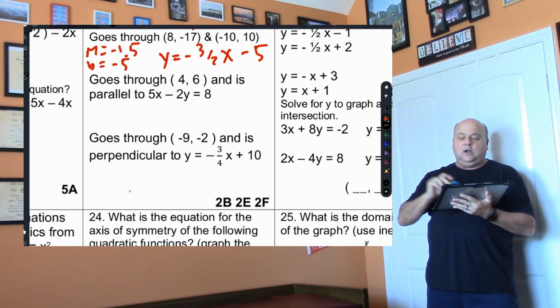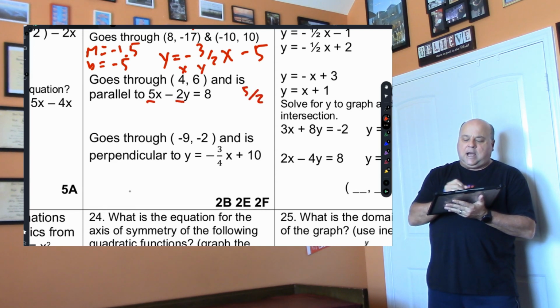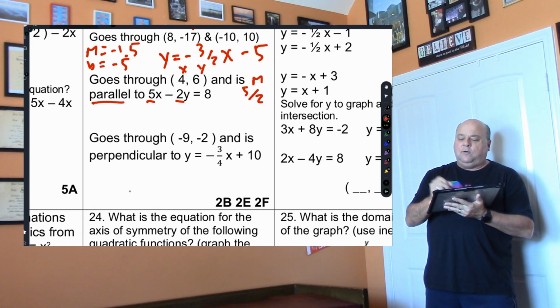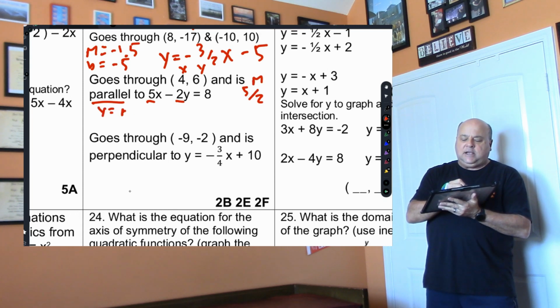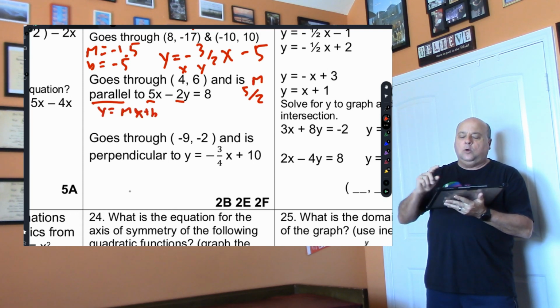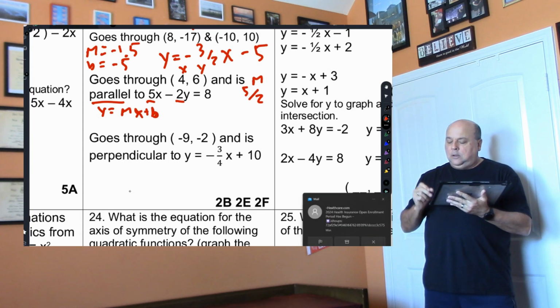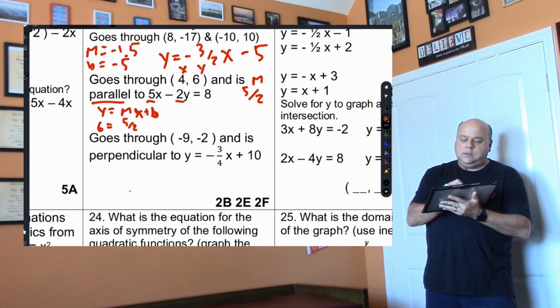Next problem. On this one right here, this is our x, this is our y. The slope is going to be 5 over 2. The opposite of a negative is a positive, and it's parallel. So the 5 over 2 is going to be our m. Okay, so we're going to do y equals mx plus b, and we know everything but the b. So we're going to solve for b. So my y is 6, my m is 5 over 2, times my x is 4 plus b.